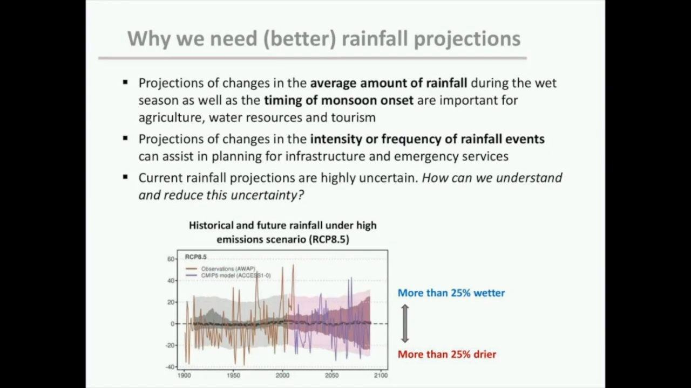But unfortunately, at the moment, our current rainfall projections are highly uncertain. As you can see down the bottom here, we have the future rainfall under a high emissions RCP 8.5 scenario, showing up to more than 25% wetter or 25% drier. So obviously that's a difficult kind of projection for policymakers and decision makers to make use of. We want to understand this uncertainty, and we want to, if possible, reduce this uncertainty by deciding whether some of the models that go into this range may be more or less reliable than others.